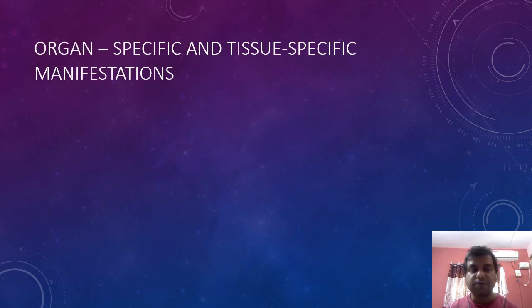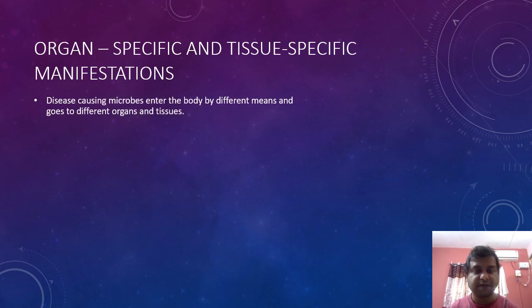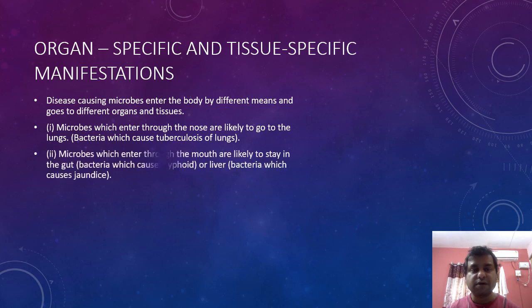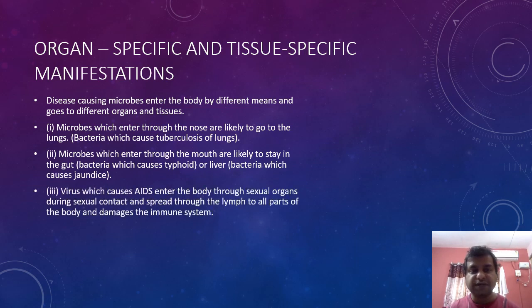Now we move on further to organ specific, tissue specific manifestations. Disease causing microbes enter the body via different means and go to different organs and tissues of our body. Microbes which enter through the nose are likely to go to the lungs. Those which enter through the mouth are likely to stay in the gut, that means the intestinal area.